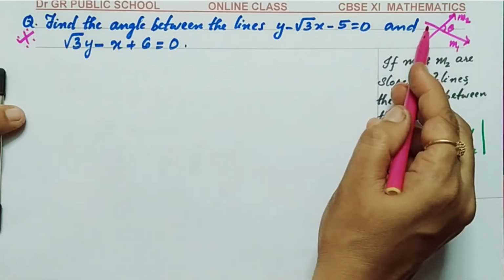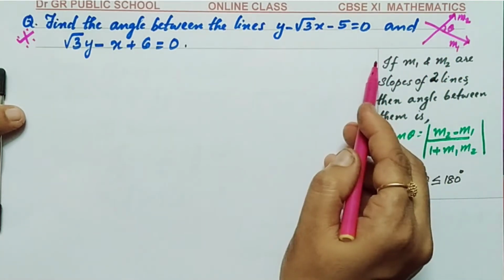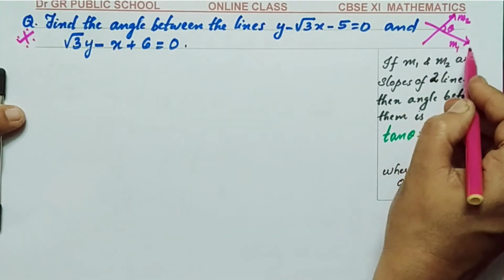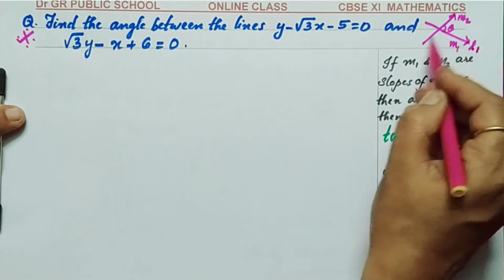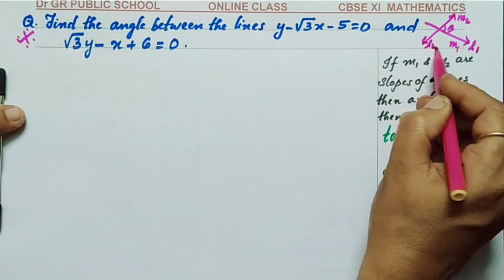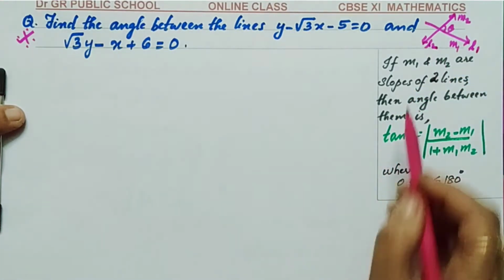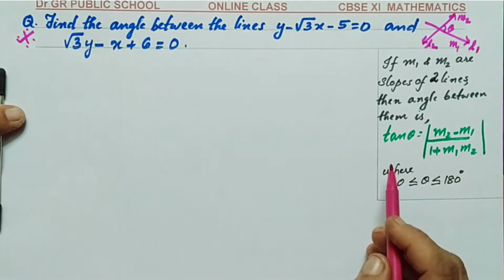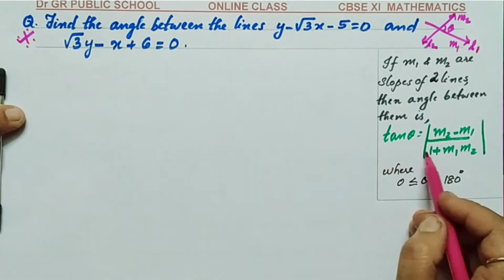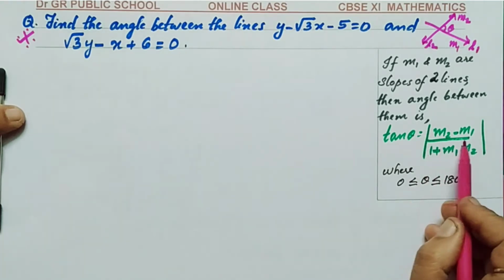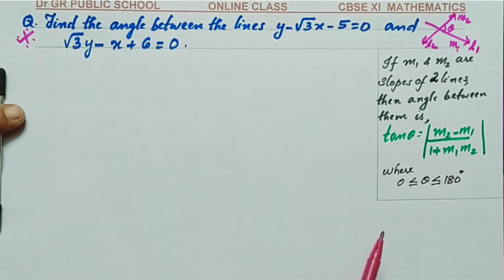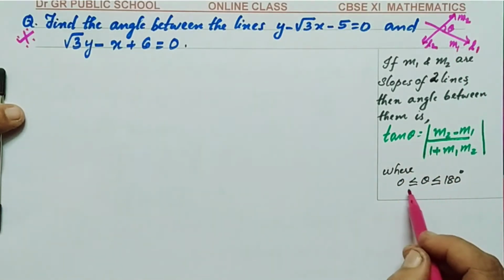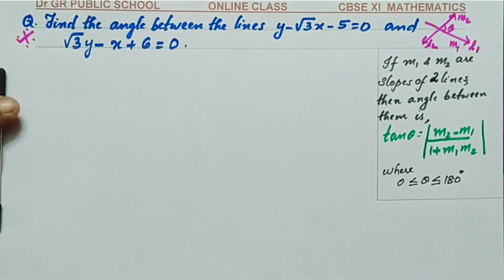To get the angle between two lines, you need to find the slope of each line. Suppose m1 is the slope of the first line and m2 is the slope of the second line. We have already studied that if m1 and m2 are the slopes of two lines, then the angle between them is tan theta equals modulus of m2 minus m1 divided by 1 plus m1 m2. Remember, the angle theta here always lies between 0 degrees and 180 degrees.